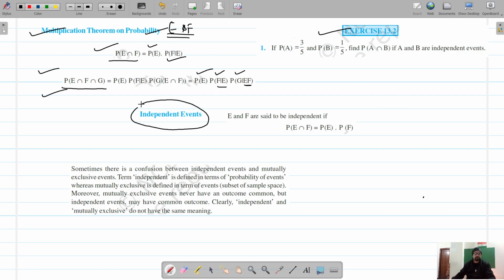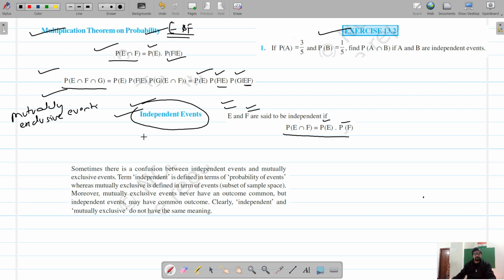Next topic of our concern is independent events. Two events E and F are said to be independent if the occurrence of F doesn't affect the occurrence of E, and this happens only when the probability of E intersection F is equal to the product of their individual probabilities. Because we have already studied mutually exclusive events, let's draw the difference between the independent and the mutually exclusive events.